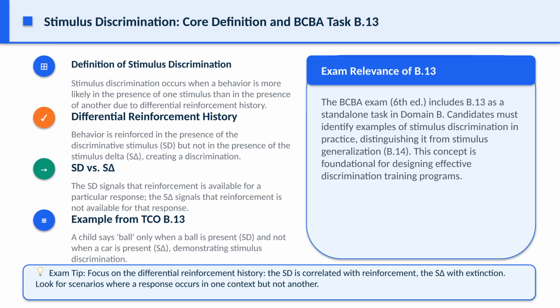This process is what establishes stimulus control, meaning the SD reliably evokes the behavior while the S delta suppresses it. On the exam, you'll need to distinguish this from stimulus generalization, where similar stimuli evoke the same response. Remember, discrimination is about responding differently to distinct stimuli based on their reinforcement histories. Mastering this distinction helps you analyze why certain antecedents control behavior in applied settings, which is critical for designing effective interventions and interpreting client responding.